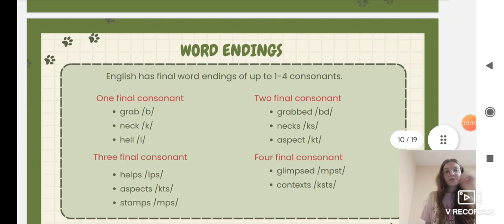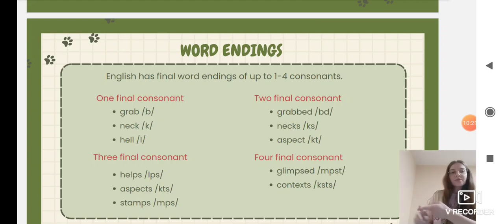And yes, let's talk about word endings. English has final word endings of up to 4 consonants. For one final consonant ending, we can say grab, neck, and hell. You can hear one voice. For two final consonants, we can give examples of grabbed, necks, expect. For three final consonants, we can say helps, aspects, stamps. You can hear the difference between them. And for four final consonants, we can give examples of glimpsed and context.